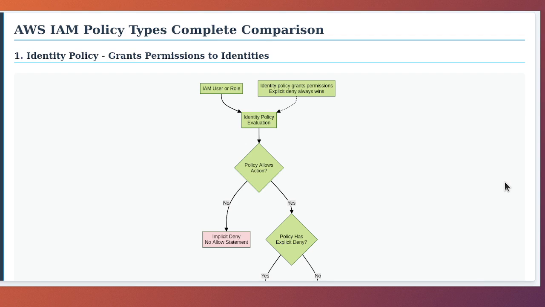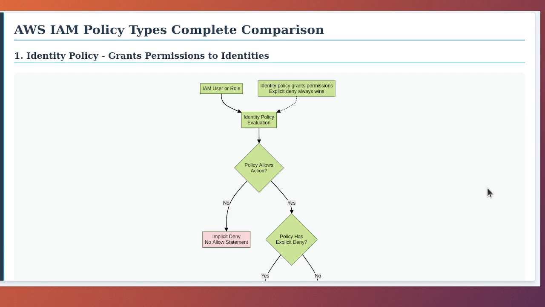Identity policies, trust policies, permission boundaries, session policies, and resource policies are 5 distinct IAM mechanisms that control authorization in AWS. They operate at different stages, use different logic models, and serve different purposes. Understanding how each works and when they are evaluated is fundamental to mastering AWS IAM security.